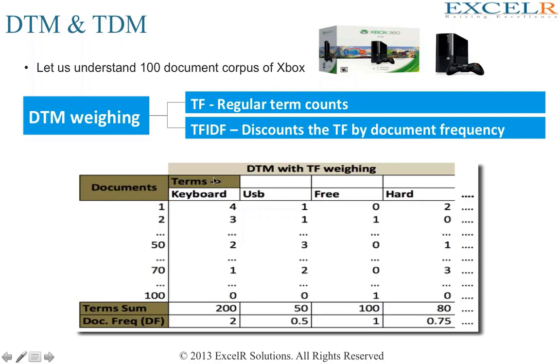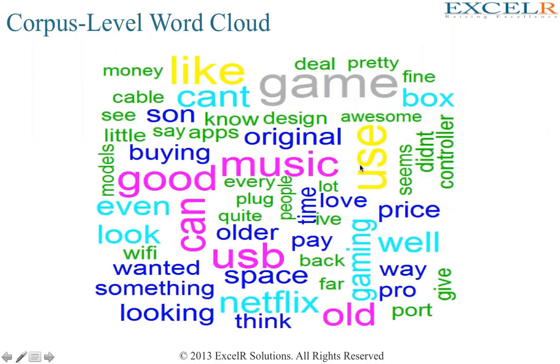Now, once we have either DTM, document term matrix, or term document matrix format, we need to generate a word cloud. We would do this in R. So this is called a corpus level word cloud. What do you mean by corpus level word cloud? I'm using all the documents. The collection of all the documents is called a corpus. And we're using all those documents and then generating this kind of a word cloud. And this is based on term frequency.